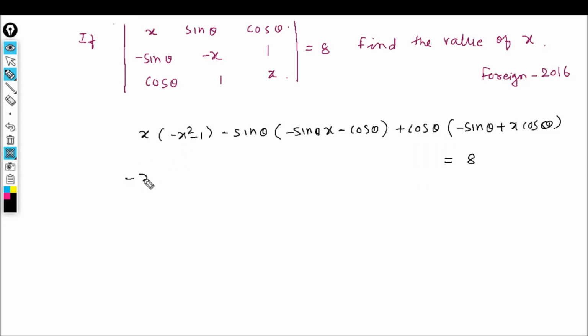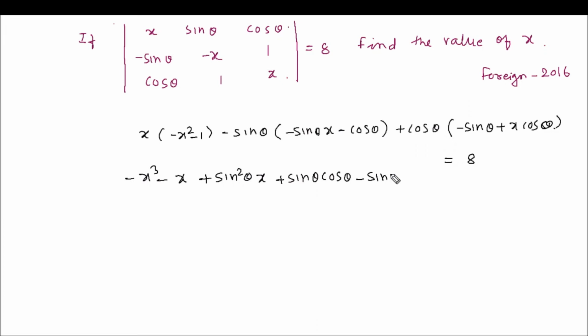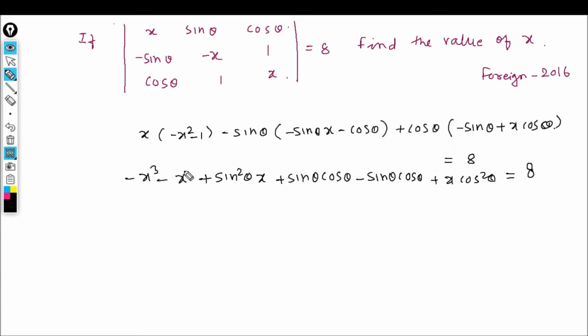So multiply this, minus x cube minus x plus sin square theta x plus sin theta cos theta minus sin theta cos theta plus x cos square theta is equal to 8 है बच्चों. यहाँ पे ये कैंसिल हो जाएगा. यहाँ पर sin square theta x, यहाँ x कॉमन है बच्चों, x sin square theta plus cos square theta minus x cube minus x is equal to 8 आएगा बच्चों.